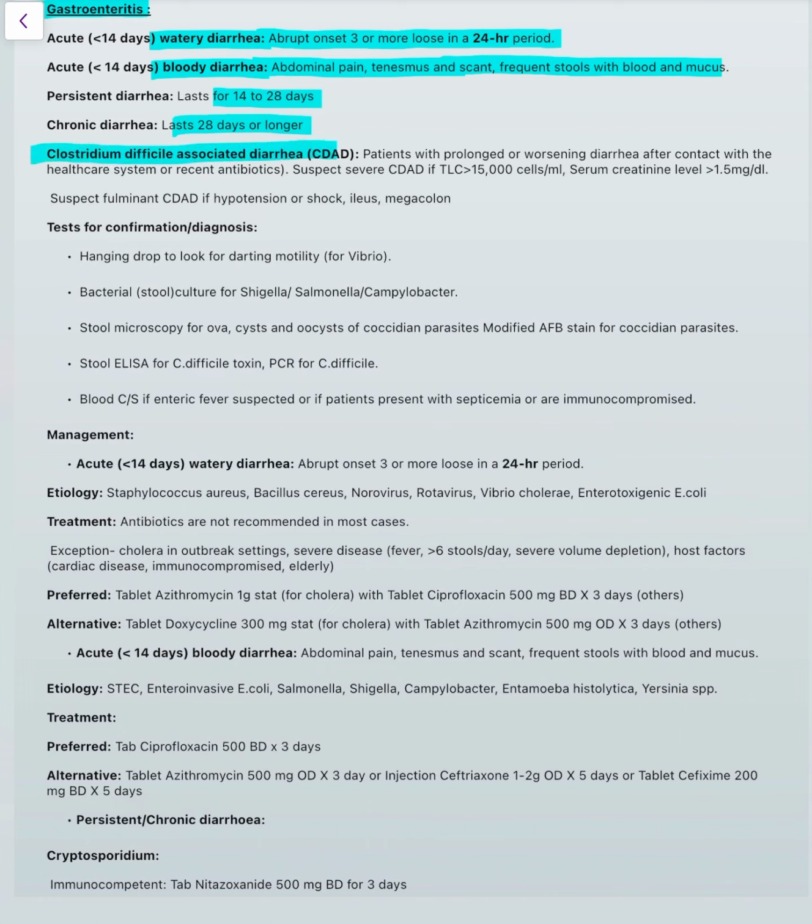Now, we suspect it in a patient with prolonged or worsening diarrhea after contact with the healthcare system or any history of recent antibiotic use. Right, we suspect severe CDAD if the total count is more than 15,000 and creatinine is more than 1.5. That is, the patient is going into AKI. And we have to suspect fulminant CDAD if there is hypotension or shock, ileus and megacolon.